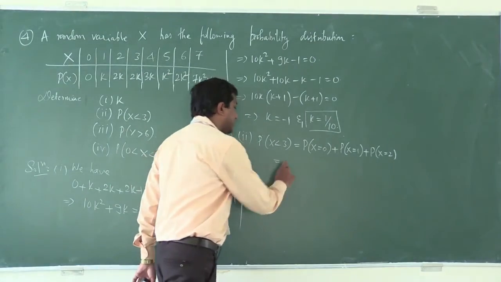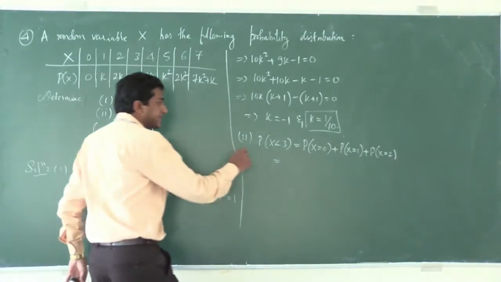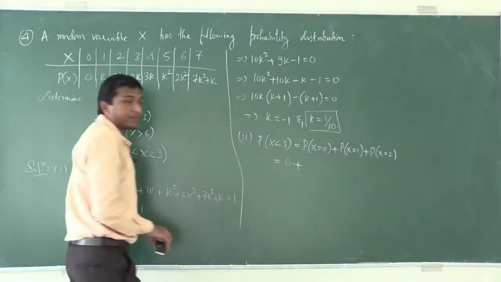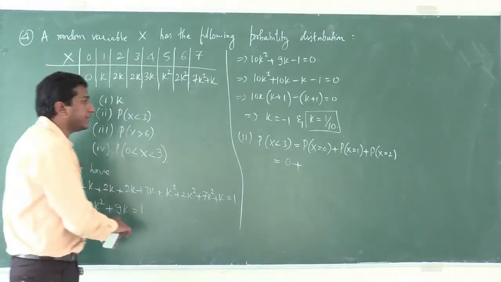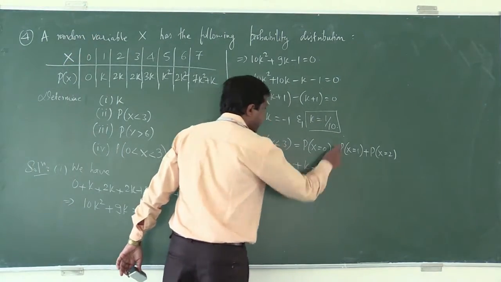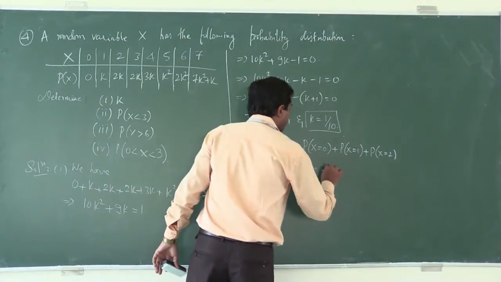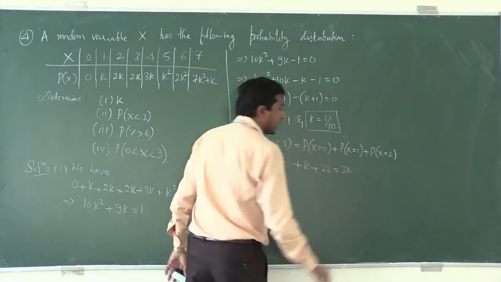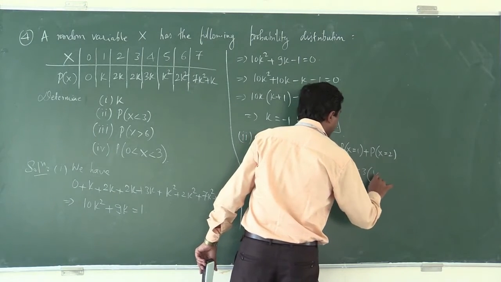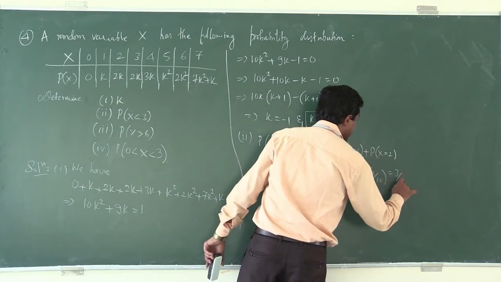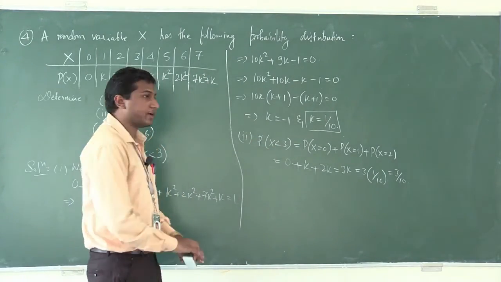Okay, what is p of x equals 0? When x is 0, what is probability? It is 0. Plus p of x equals 1. When x is 1, what is the corresponding probability? It is k. Plus p of x equals 2. Probability is 2k. K plus 2k gives us 3k. But what is value of k? 1 by 10. So this is 3 into 1 by 10, which is 3 by 10. So p of x less than 3 is 3 by 10.